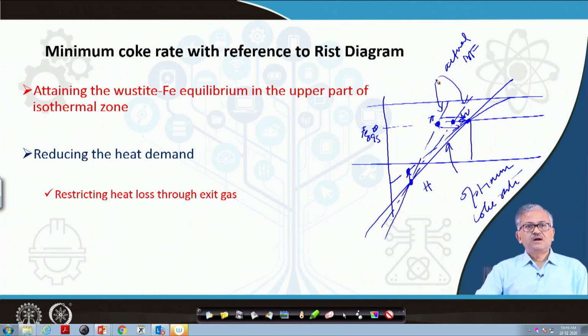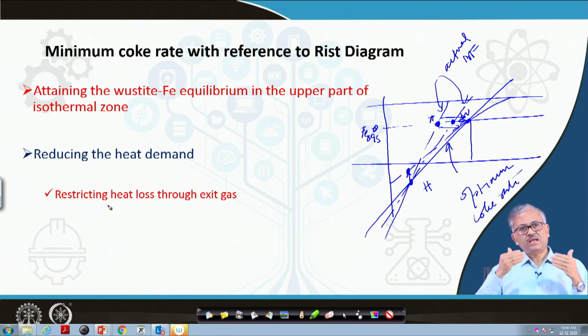So how can you reduce the heat demand? You can restrict the heat loss. The two things are: one, you have to attain the wüstite-iron equilibrium in the chemical reserve zone; another, if you can reduce the heat demand also, you can further lower the coke rate, okay. To reduce the heat demand, basically the decomposition heat will be there, which you cannot do anything about, and the sensible heat, for iron.